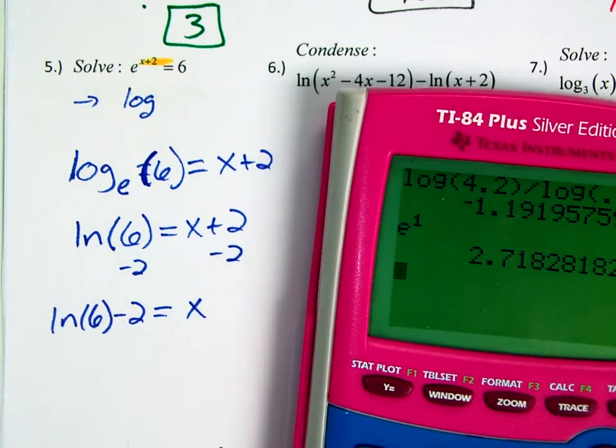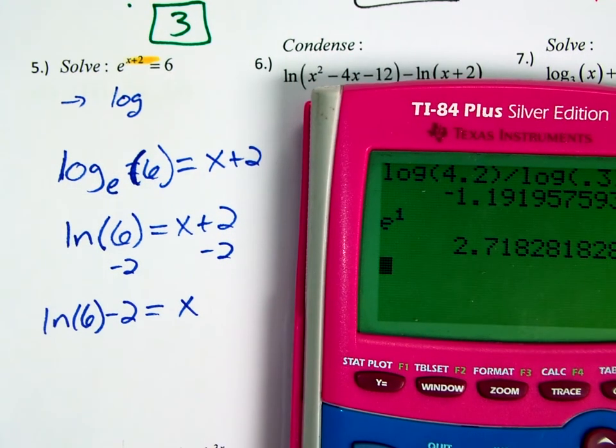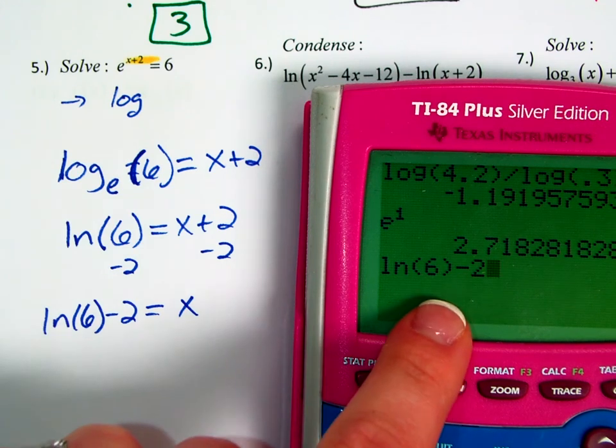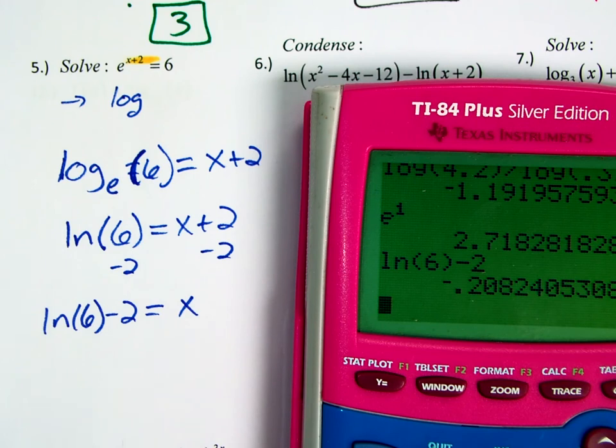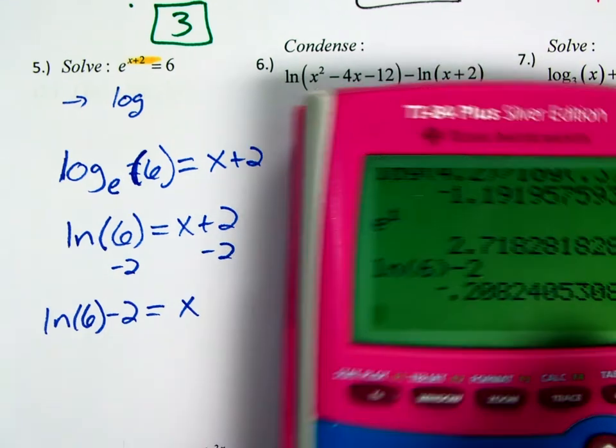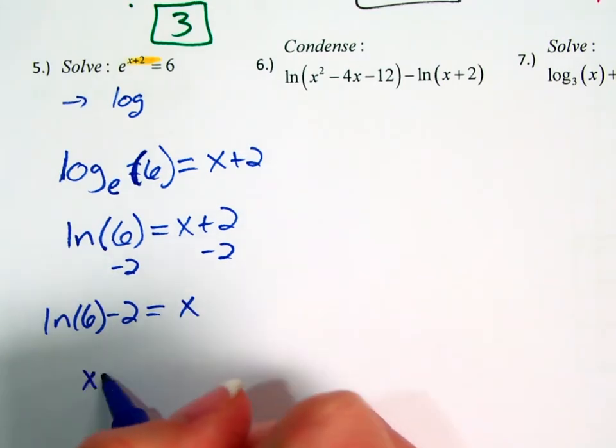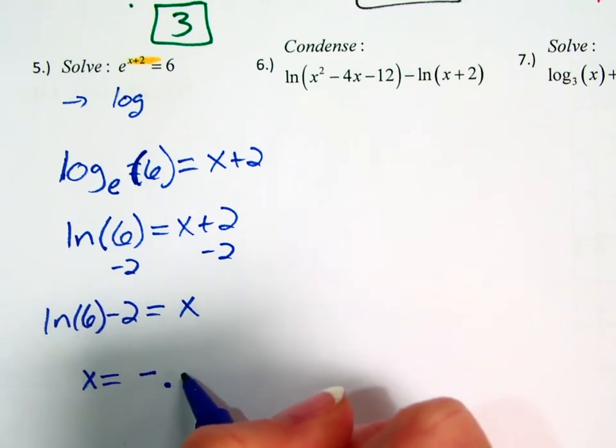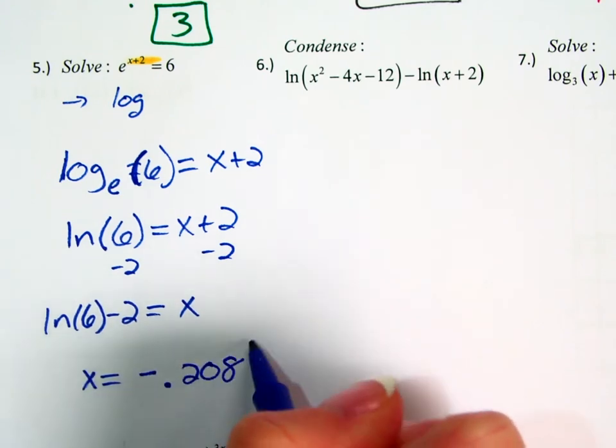Now if they ask for an exact answer, this would be your exact answer. However, if it's not specified, then you should type in your calculator and round. So ln of 6 minus 2, making sure that you close your parenthesis, is equal to negative 2.08. So x equals negative 0.208.